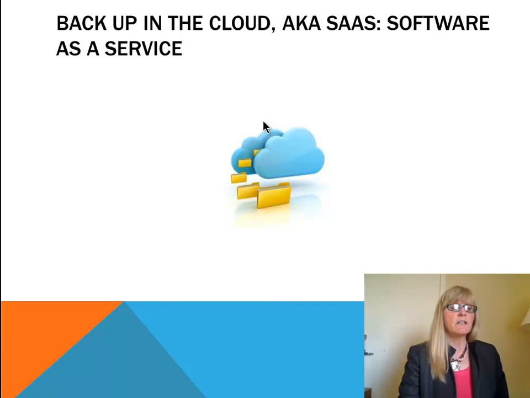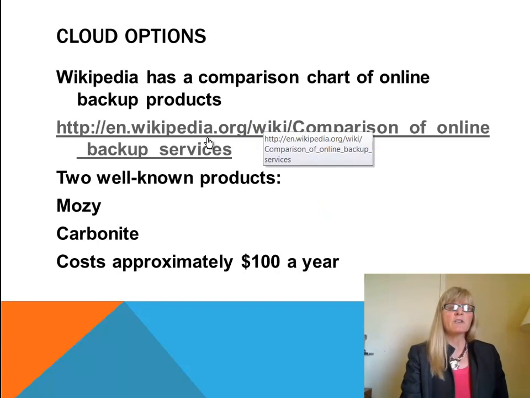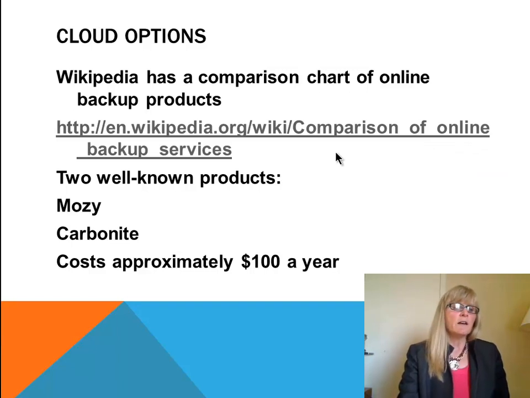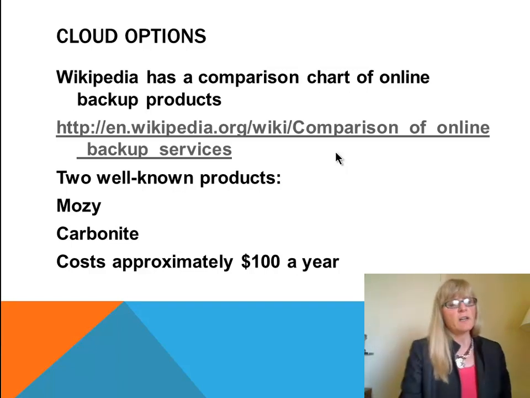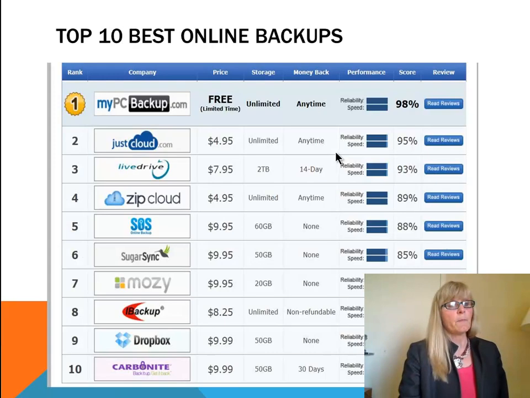So let's talk about in the cloud. Wikipedia has a comparison of a lot of the online backups that are available for you, and you can find some really tech-savvy information here. But basically, two well-known products that are available for use are Mozy and Carbonite. I specifically use Carbonite. They cost approximately $100 a year. The top 10 best online backups are reflected on this page of my PowerPoint. As you can see, Mozy and Carbonite are here, as well as Dropbox, which will be another topic for a video.